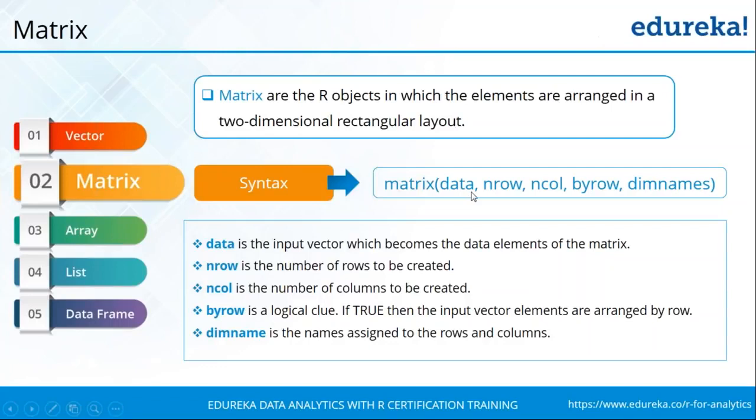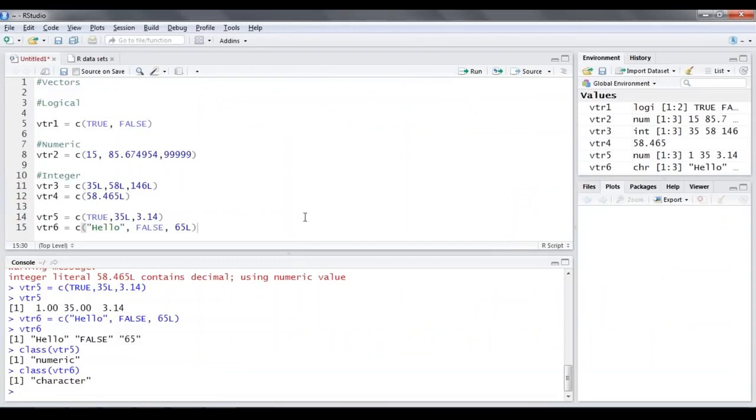Now, the syntax for declaring a matrix is quite straightforward. You specify the data type, that is matrix, followed by the data, the number of rows, and the number of columns. Now, byrow is basically a logical value that you set. So you use byrow to order the input vectors in a specific manner, and your dimnames are used to assign names for your rows and columns. So let's go back to our RStudio. Let me clear all this.